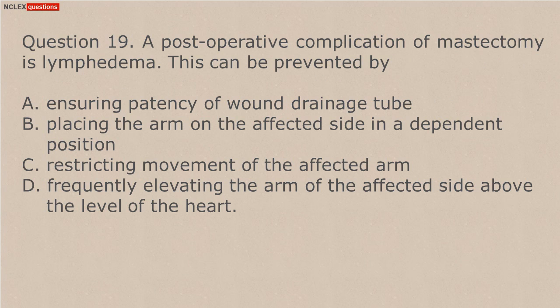Question 19. A post-operative complication of mastectomy is lymphedema. This can be prevented by: A. Ensuring patency of the wound drainage tube. B. Placing the arm on the affected side in a dependent position. C. Restricting movement of the affected arm. D. Frequently elevating the arm of the affected side above the level of the heart.